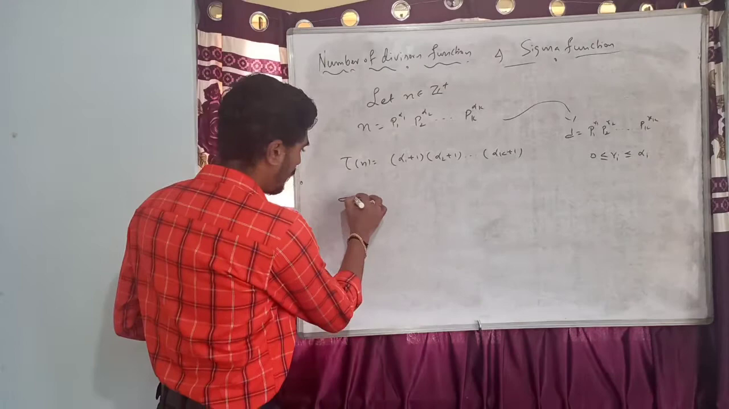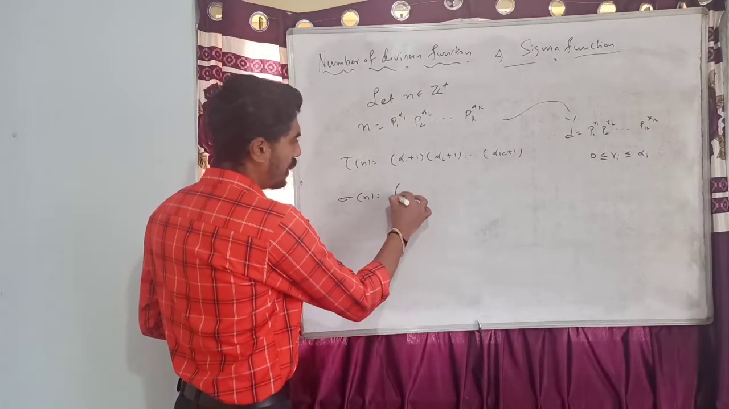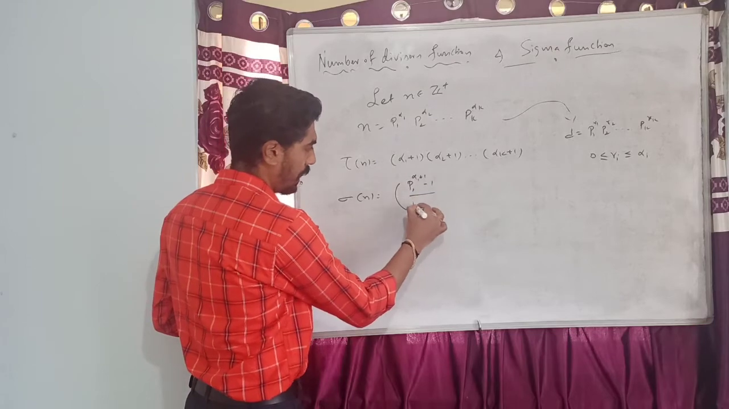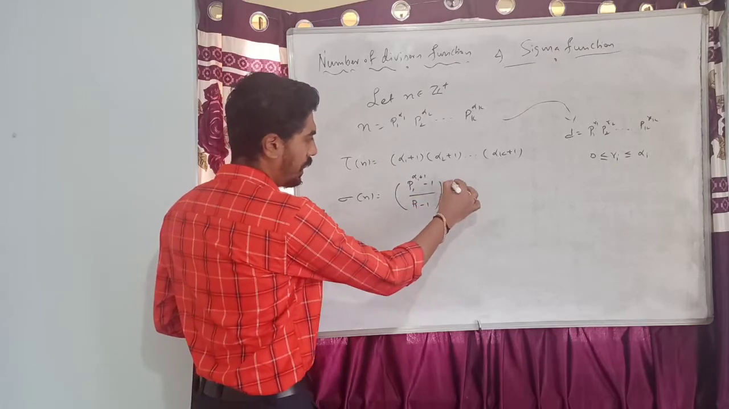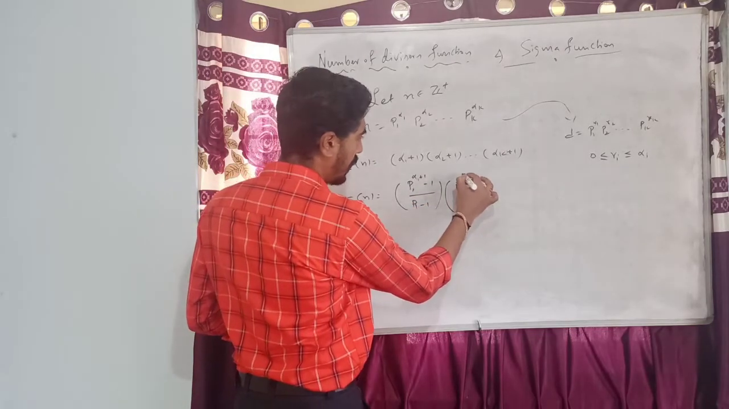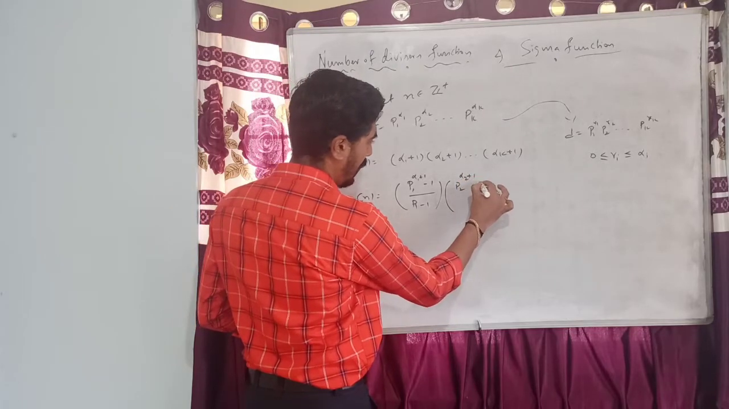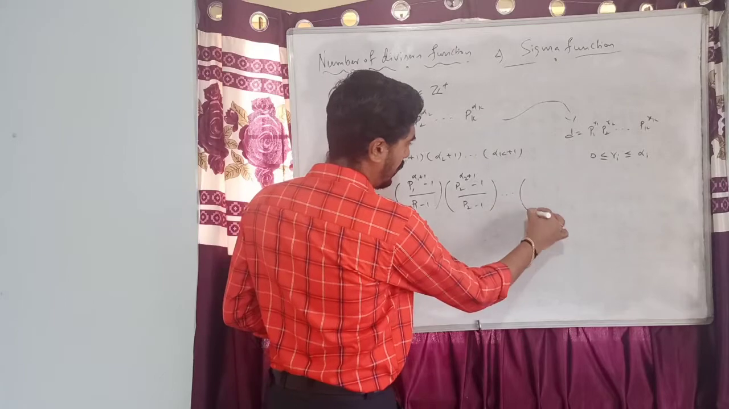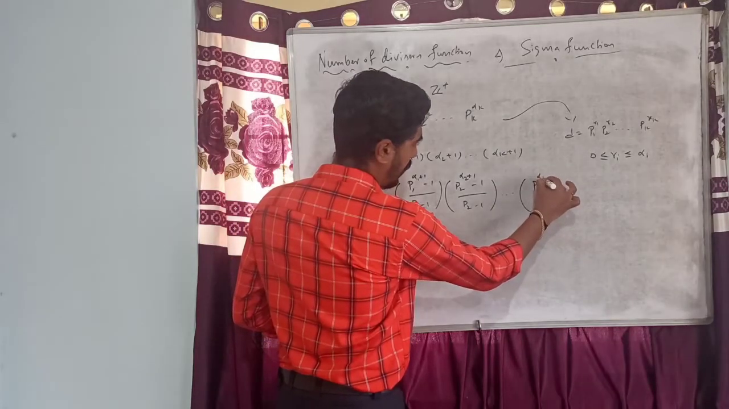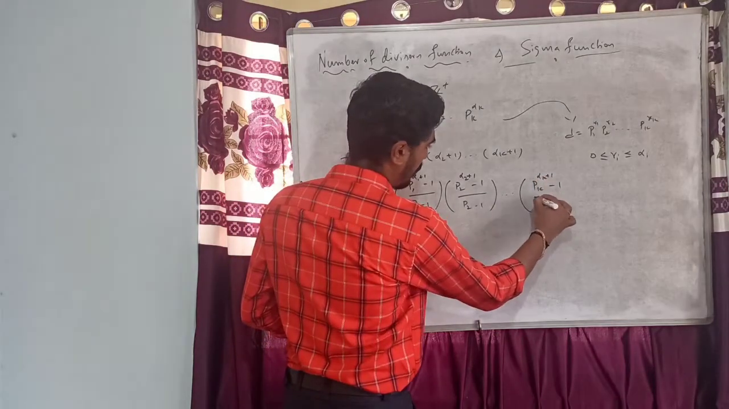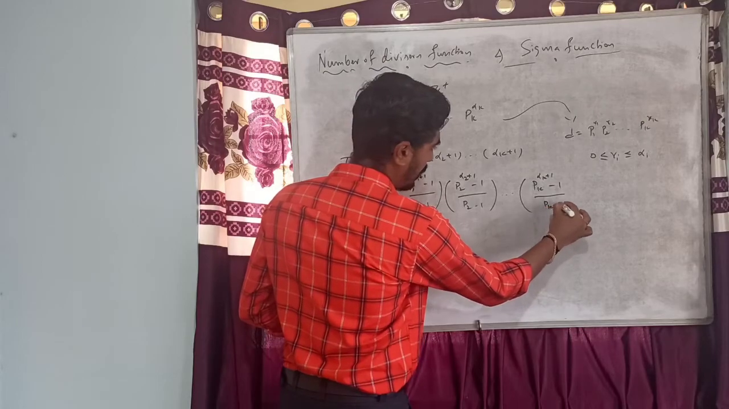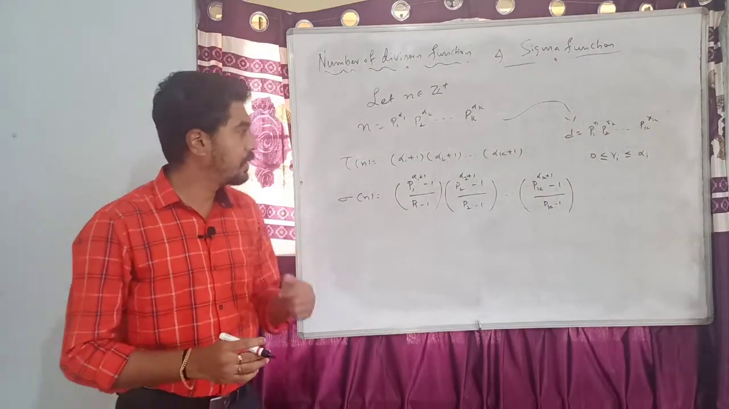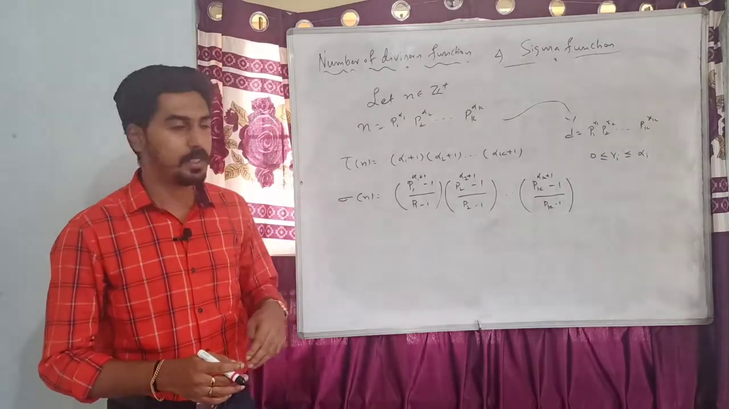And sigma of n will be equal to p1 power alpha 1 plus 1 minus 1 divided by p1 minus 1 into p2 power alpha 2 plus 1 minus 1 divided by p2 minus 1, and so on, pk power alpha k plus 1 minus 1 divided by pk minus 1. Okay. Now let us see some examples.